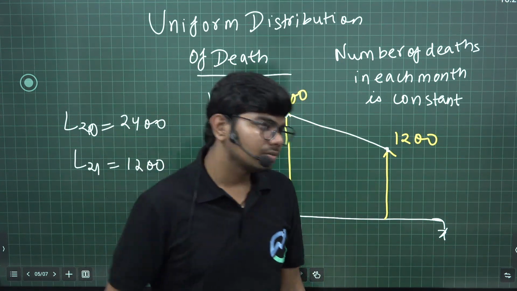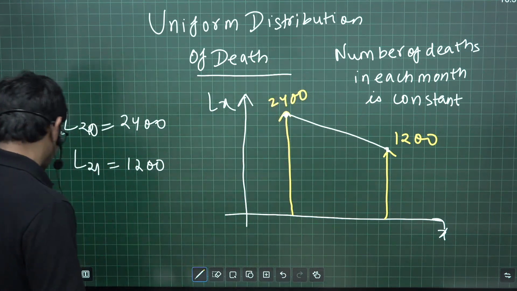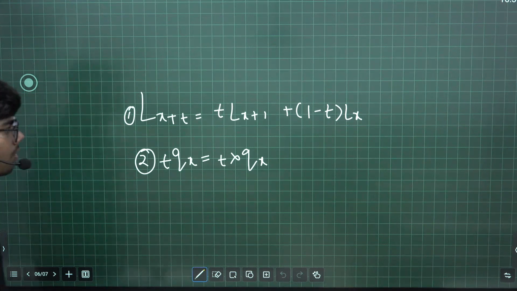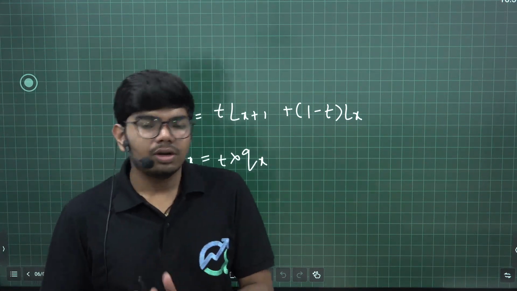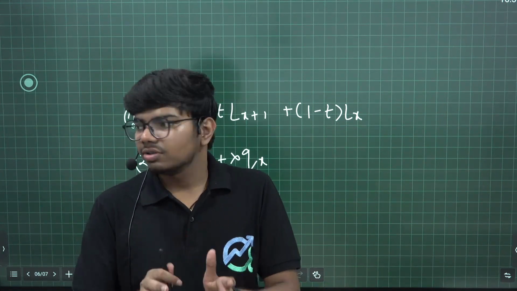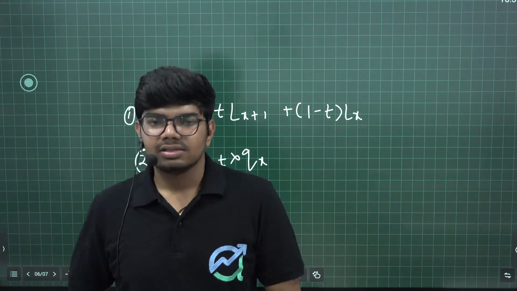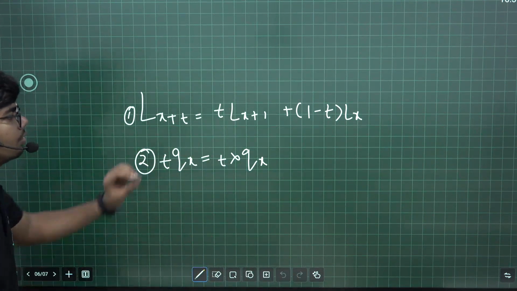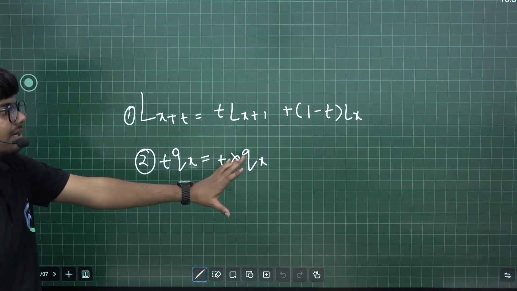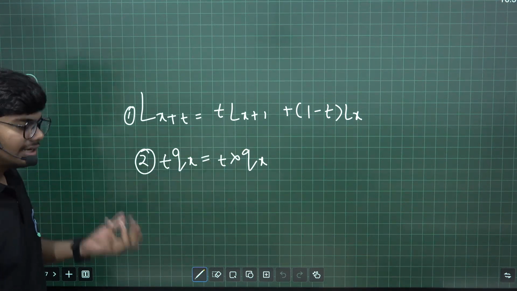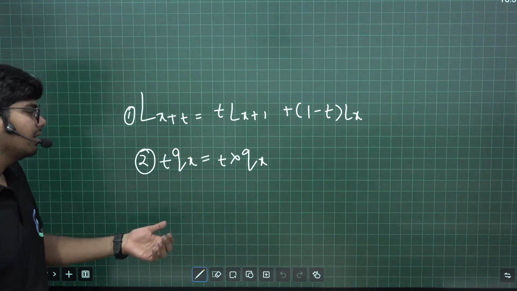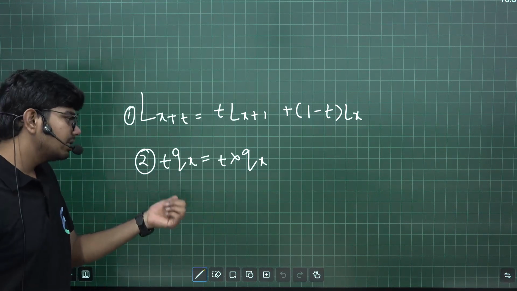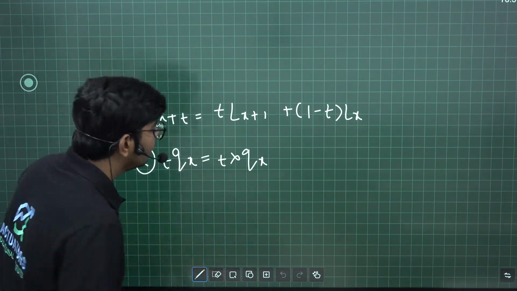Okay, so this is what this assumption essentially means. Now, what does this assumption finally imply? This assumption implies that L(H+T) is equal to L(H) plus T times (L(H+1) minus L(H)), or there is a second implication for this as well, which is a very popular implication, which I normally use, which is T Q H is equal to T into Q H.